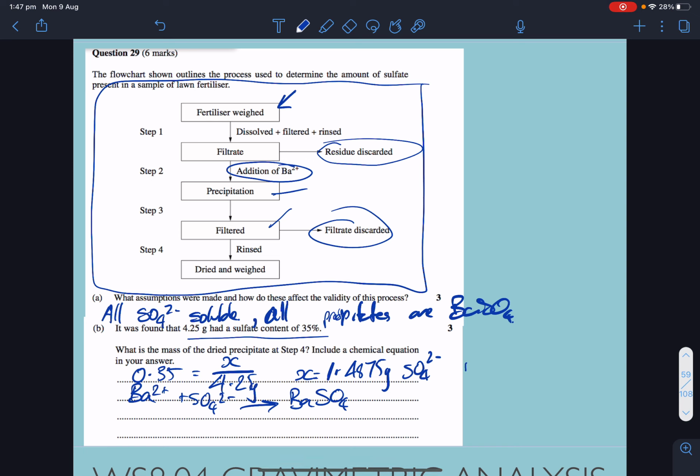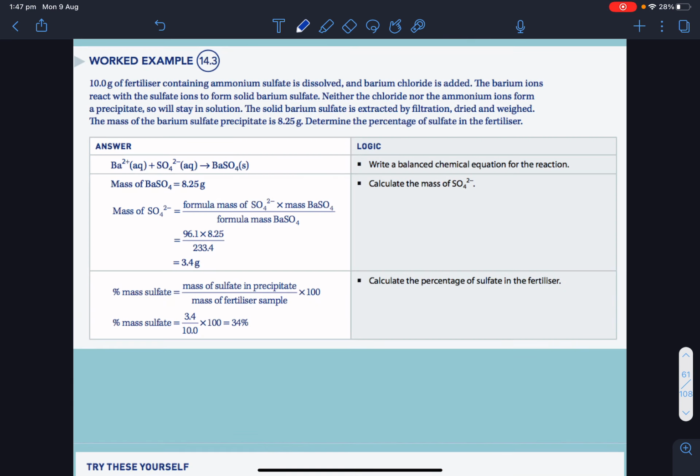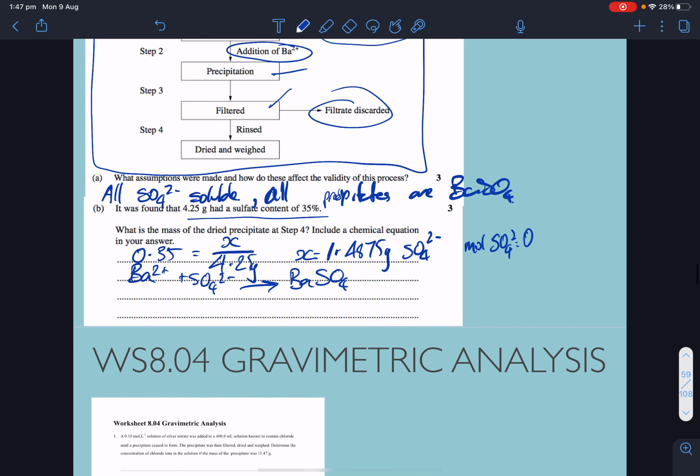So how many moles of sulfate? So it equals that divided by 32.07 plus 4 times 16. So I get, where am I going? 0.015488 moles of sulfate. So I'm going to have the same amount of moles of barium sulfate because it's a 1-to-1 here.